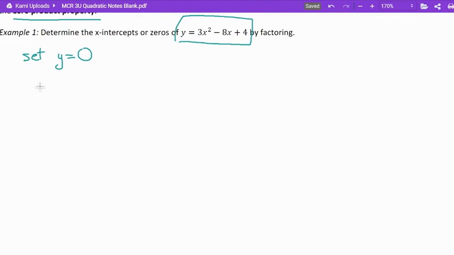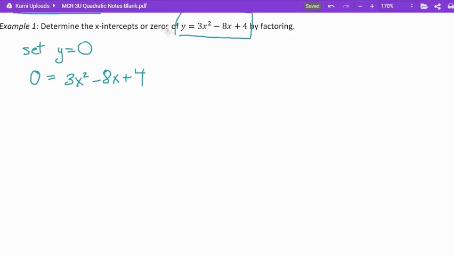And so now we can rewrite this function as 0 equals 3x squared minus 8x plus 4. We did this back in grade 10. All right, and now we factor. So I'm looking for two numbers that add up to negative 8 and multiply to 3 times 4, which is 12. Anyone got them? Nice. Okay, so we got negative 6 and negative 2.